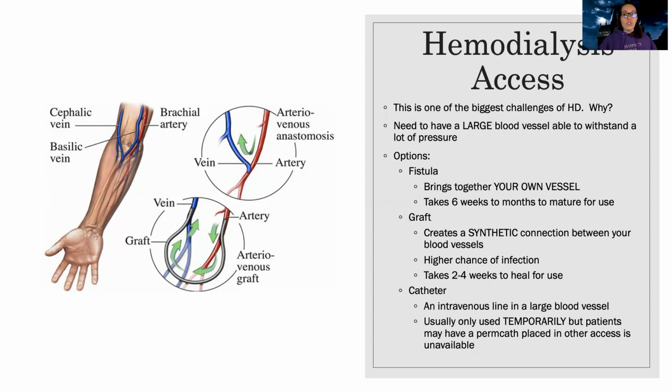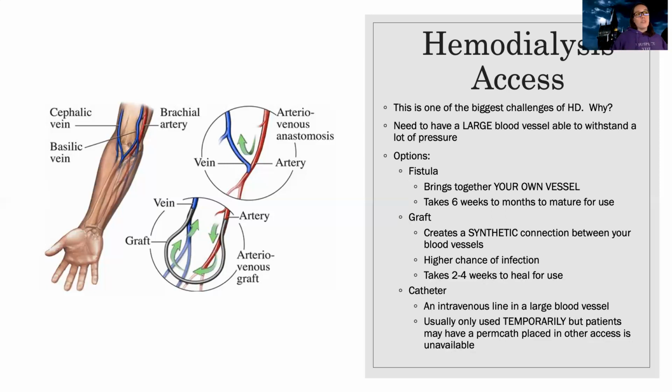Because effectively what you're doing here, when we talked about peritoneal dialysis, they're putting some fluid in and those fluid shifts are happening. What this is doing is this literally pulls your blood out. It's sucking it out, cleaning it, filtering it, getting that fluid off, and then it's putting it back in after it's done. And so I need a large blood vessel able to withstand a lot of pressure.